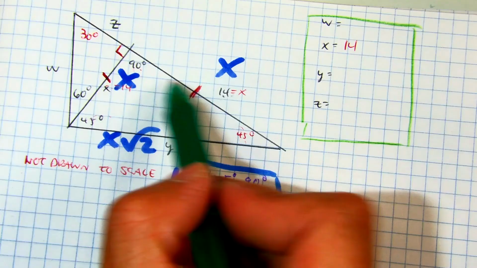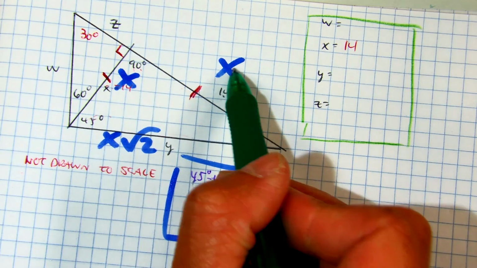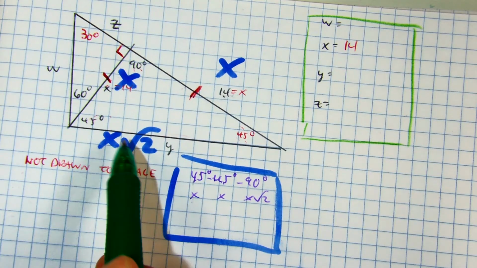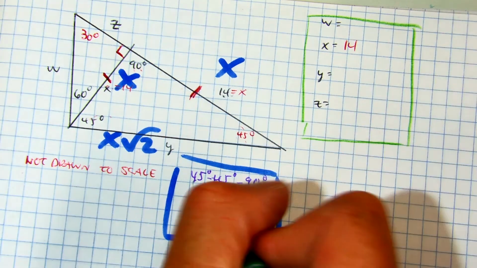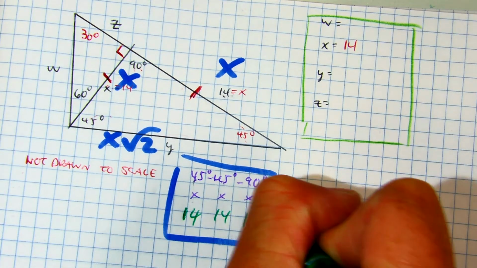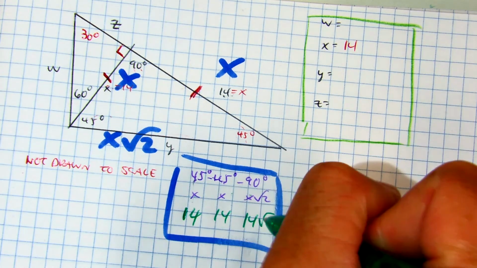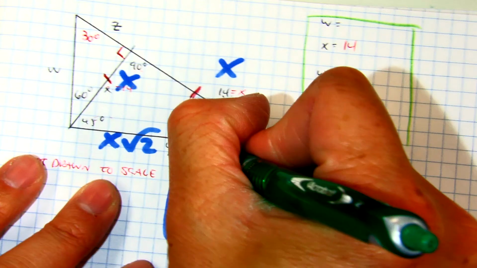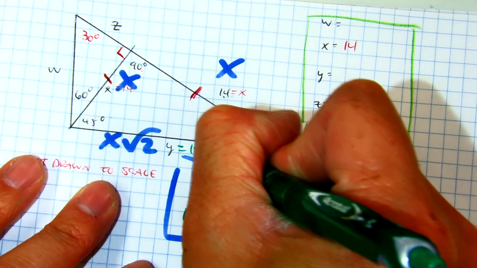So if I know that this x length is equal to a number, that's my starting point. So I would not start here because I have an unknown. But I can start here because I have a known. X equals 14. So this would be 14, 14, 14 radical 2, right? X is equal to 14. So that means my y is equal to 14 radical 2.